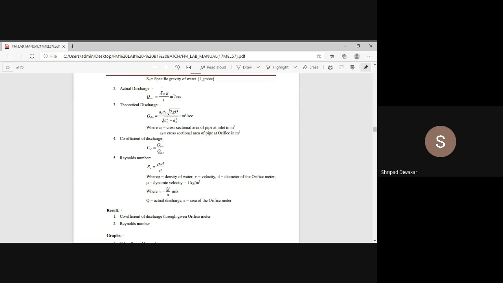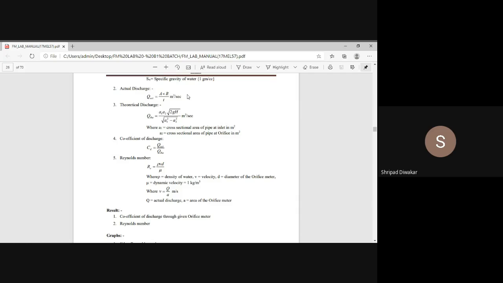0.12 into 0.1. Numerator is standard. Remember, A is the area of the measuring tank, 0.12 meter square. R is the rise of water level, that is 10 centimeter, that is nothing but 0.1 meter. And whatever time is recorded during the rise of 10 centimeter of water, that is nothing but your small t. It's a simple formula to calculate the actual discharge.